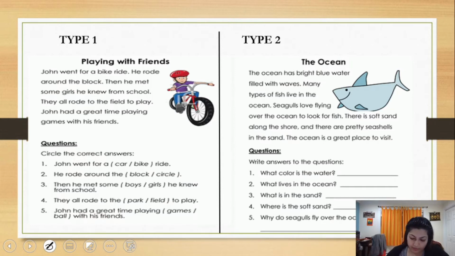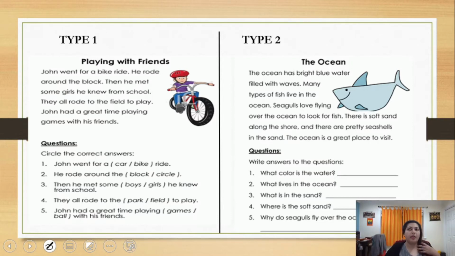Playing with friends. John went for a bike ride. He rode around the block, then he met some girls he knew from school. They all rode to the field to play. John had a great time playing games with his friends.